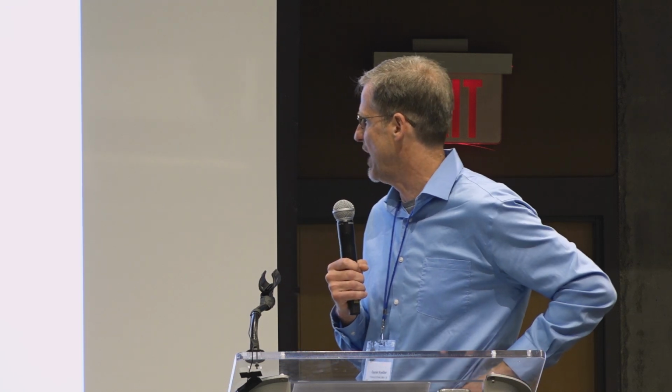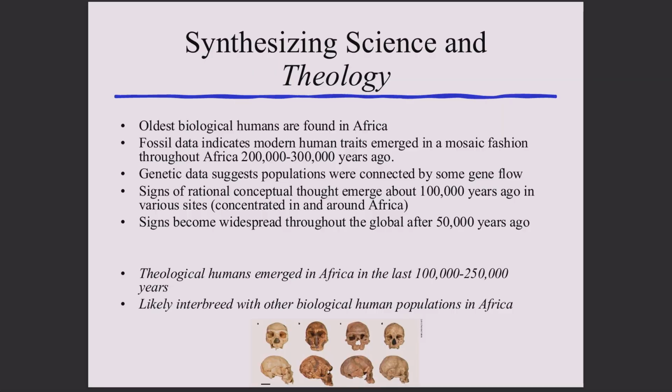But again, it's concentrated in and around Africa, but there's not a privileged site. But then those signs become very, very evident 50,000 years to the present, and they're spread throughout the globe with those paintings. Okay? So I would argue that theological humans emerged in Africa in the last 100 to 250,000 years at some point, and then they likely interbred with other biological human populations in Africa, and then eventually spread out of Africa, and then interbred with other biological human populations outside of Africa, and eventually displaced all those populations.